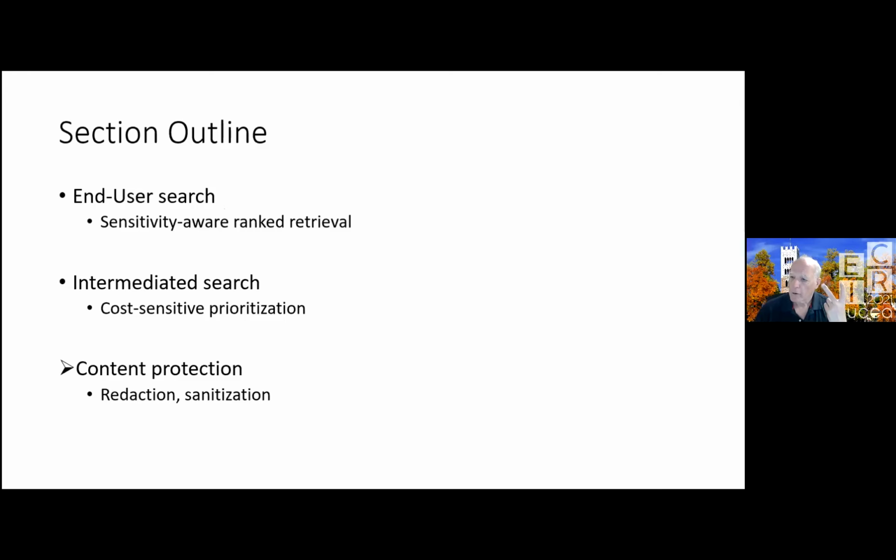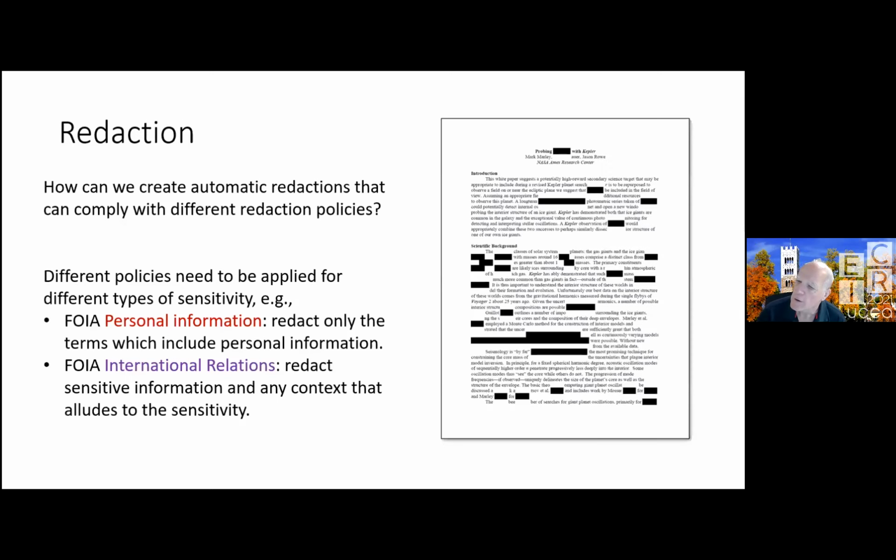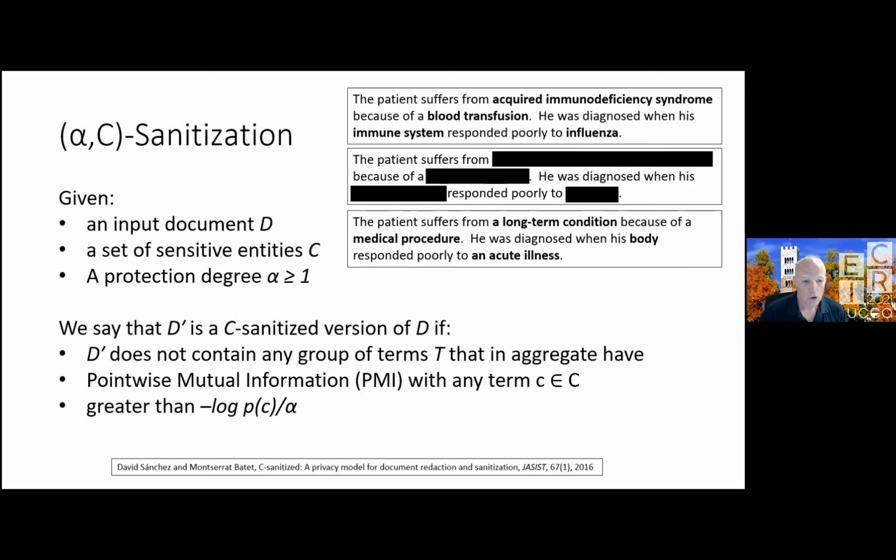Alrighty, those are the first two parts. Here's the third part. Now I've got a bunch of documents that are sensitive. I can't just say, sorry, you don't get to see them. I have to then say, let's remove the sensitive bits, and you can see the rest. And you're probably thinking that we're going to do it like this, just like the CIA with their black magic markers highlighting, right? Well, we don't have to do it like this. We can do it like this on the bottom. So here's an example. It says the patient suffers from AIDS because of a blood transfusion.